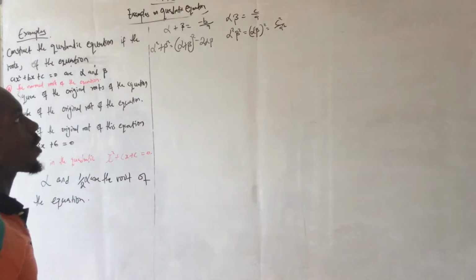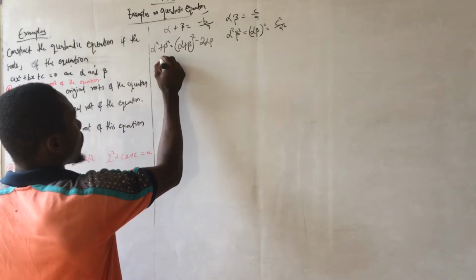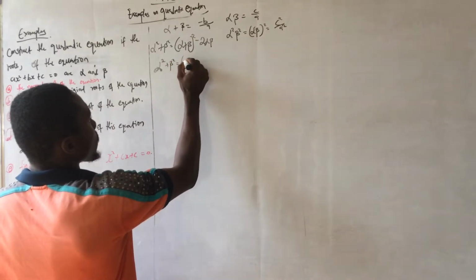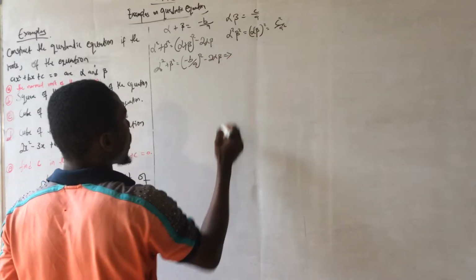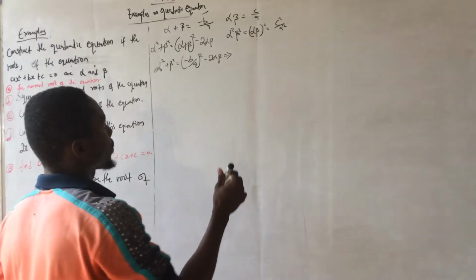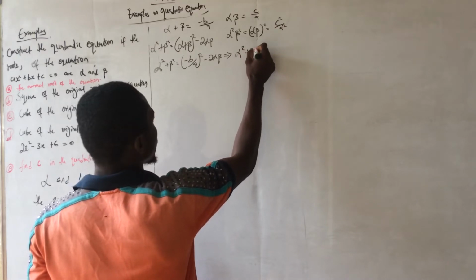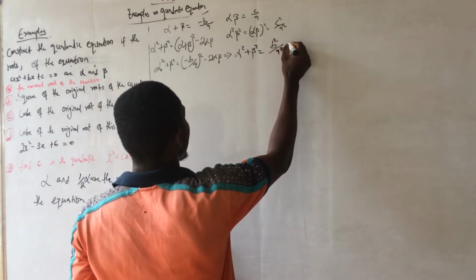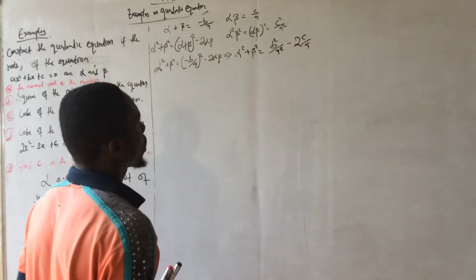So now we have our alpha plus beta, and our alpha plus beta is minus b over a. So that alpha squared plus beta squared is equal to what? Minus b over a all squared minus 2 alpha beta. You remember that our alpha beta is c over a. So this implies that alpha squared plus beta squared is equal to b squared over a squared minus 2c over a.